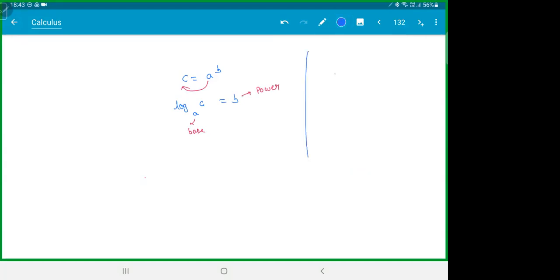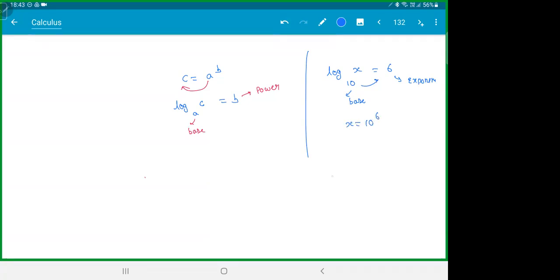So the meaning of this example: if someone writes log x to the base 10 is equal to 6, he's saying the value of x is 10 to the power of 6. So 10 is your base and 6 is your exponent or power, whatever you want to call it. So you can just shift this to the other side, and it will become x is equal to 10 to the power of 6.